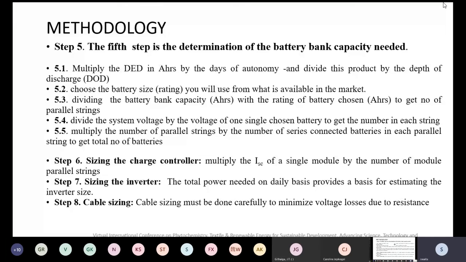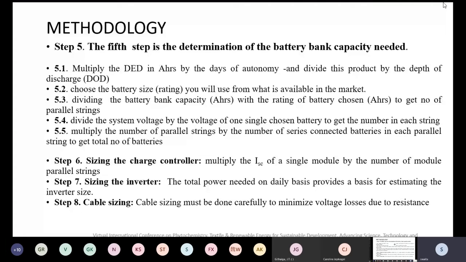The inverter is a reflection of the total energy demand of the client, and we add all the power of all the devices that will be connected to the solar system. And that gives you roughly the estimated size of the inverter. You go to the market and get the inverter that has a slightly higher rating than what we have obtained here.